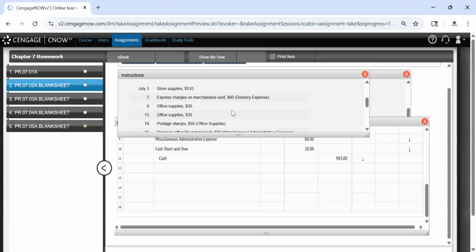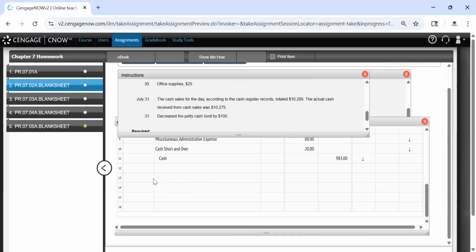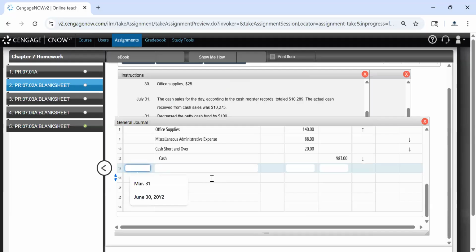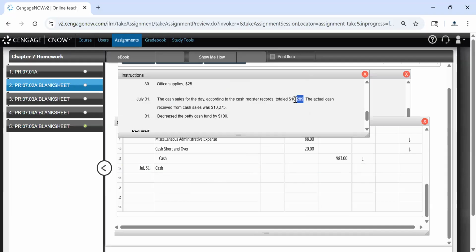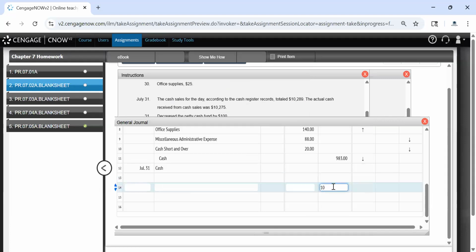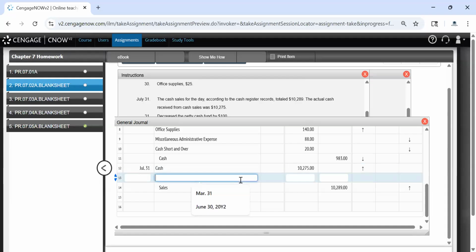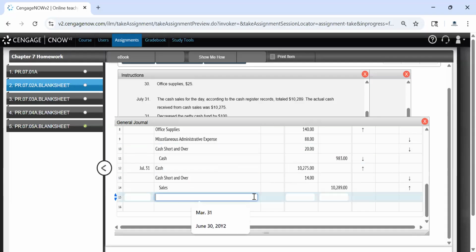Next, we have also July 31st. We have cash sales for the day. According to the cash register, it was 10,289. And that's going to be our sales. And then our cash received is 10,275. And so we are short $14 in this situation.